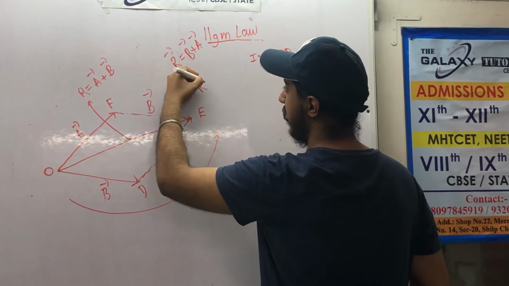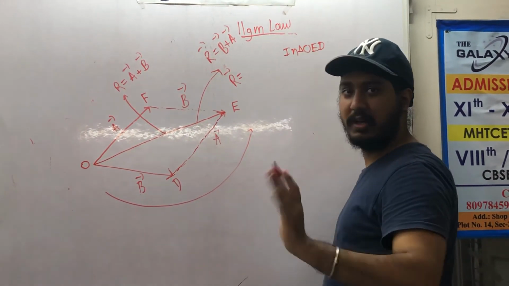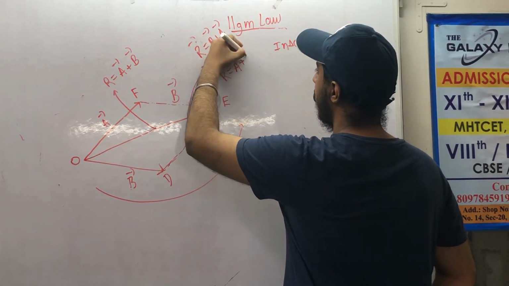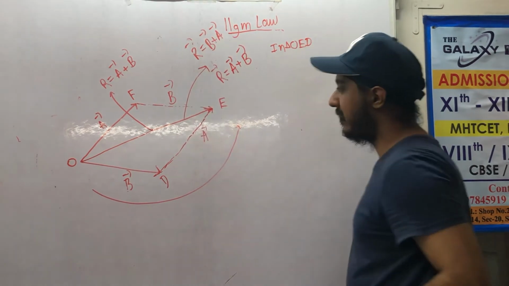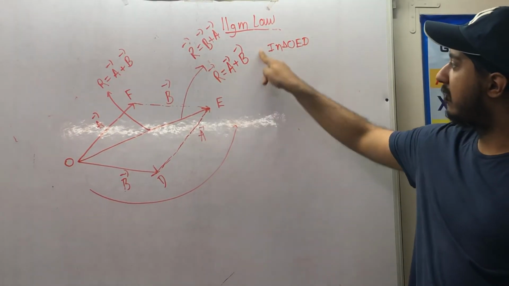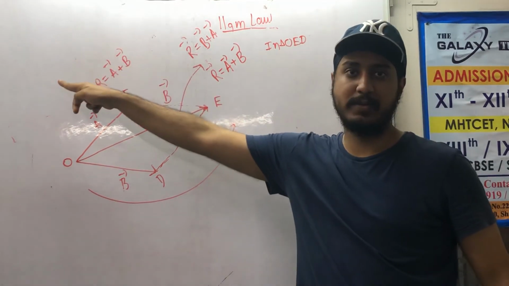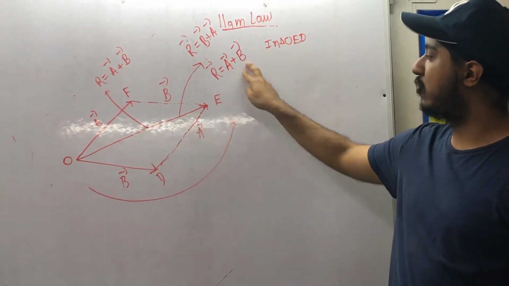I have shown you the commutative law, 2 plus 3 is equal to 3 plus 2, I told you already. Or I can write it as R is equal to A plus B. So hence this is verified. This is how this came out. You must have wondered why R is equal to A plus B. So this was basically an extension of the triangle law only.